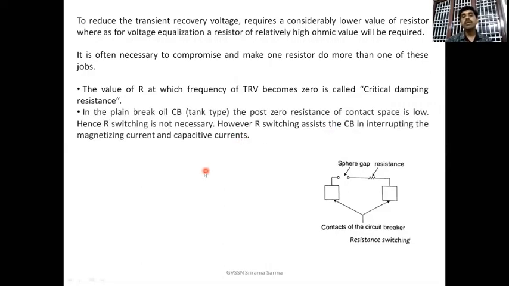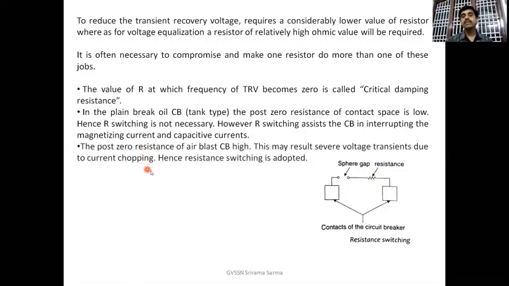In a plain break oil circuit breaker, the post-zero resistance of the contact space is low. That means after the breaker is open, this resistance is low. Therefore, there is no requirement of any parallel resistance, which is a low value of resistance, to divert the arc current. So it is not necessary. However, resistance switching assists the circuit breaker in interrupting magnetizing current and capacitance.